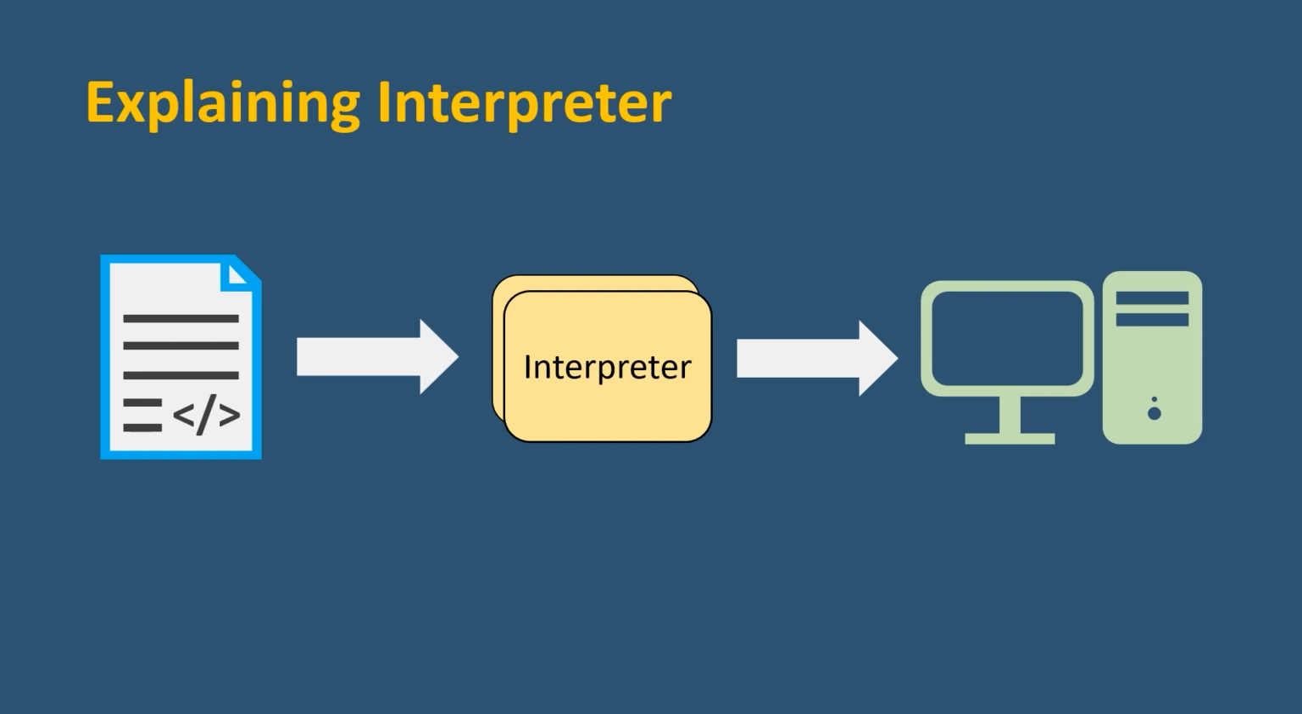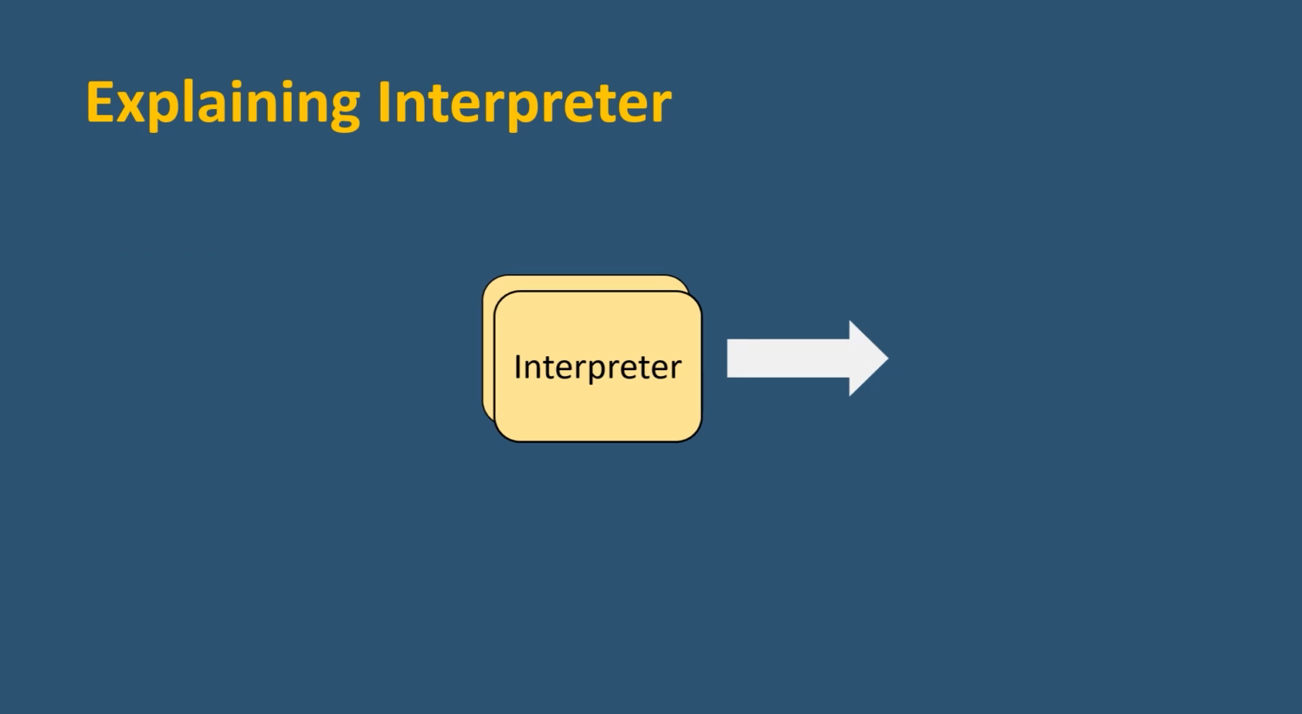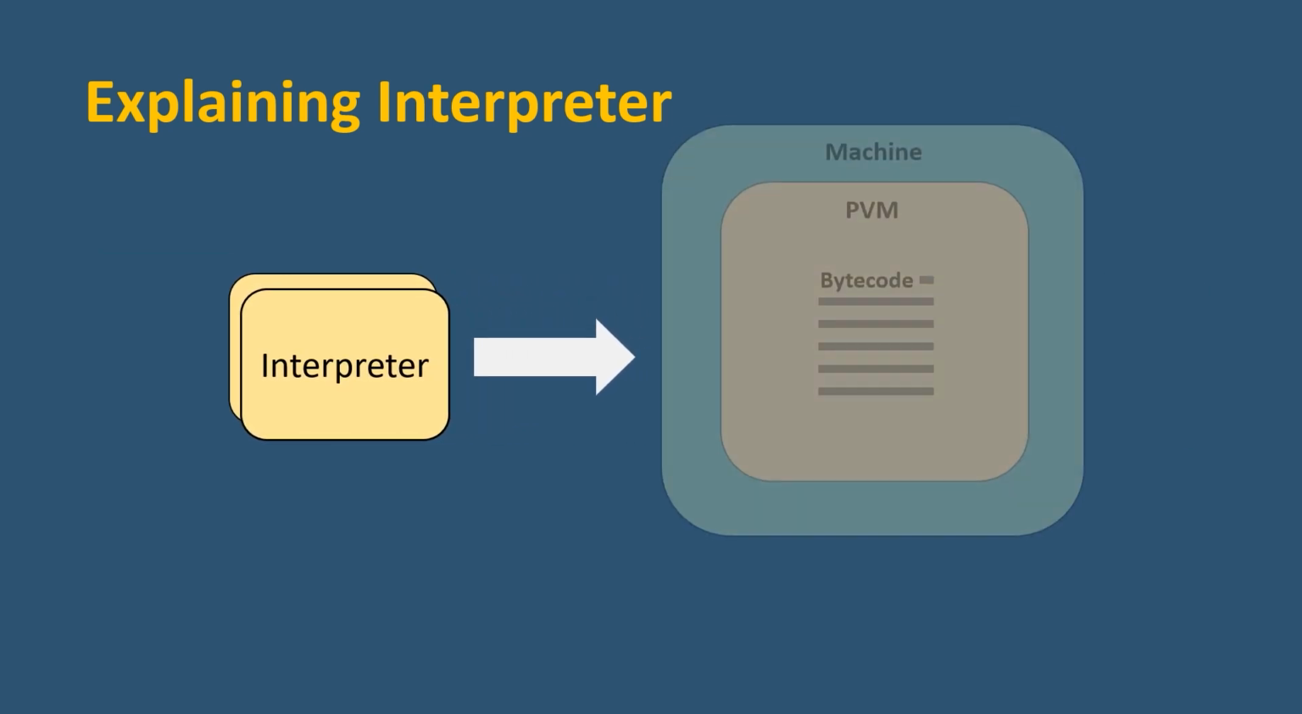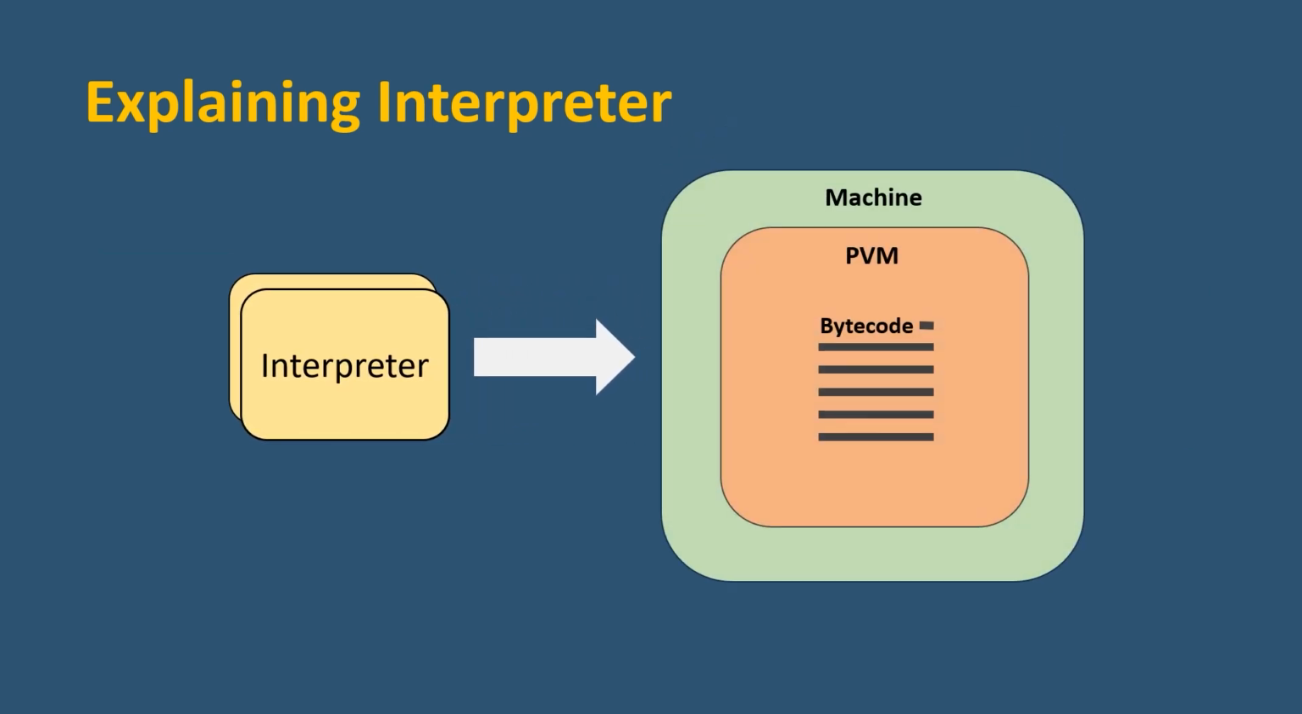In Python, the interpreter plays a crucial role in executing code. It takes the code you've written, parses it, and then translates it into machine-readable bytecode instructions, which are then executed by the Python Virtual Machine or PVM.